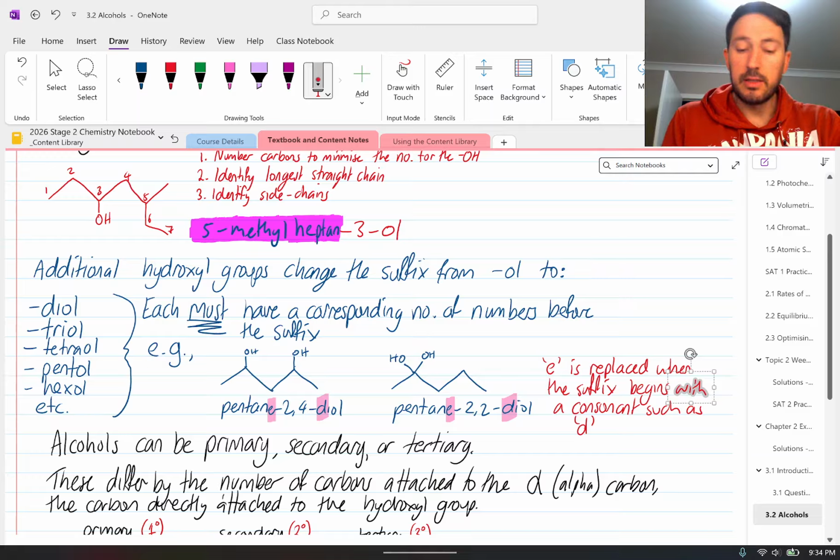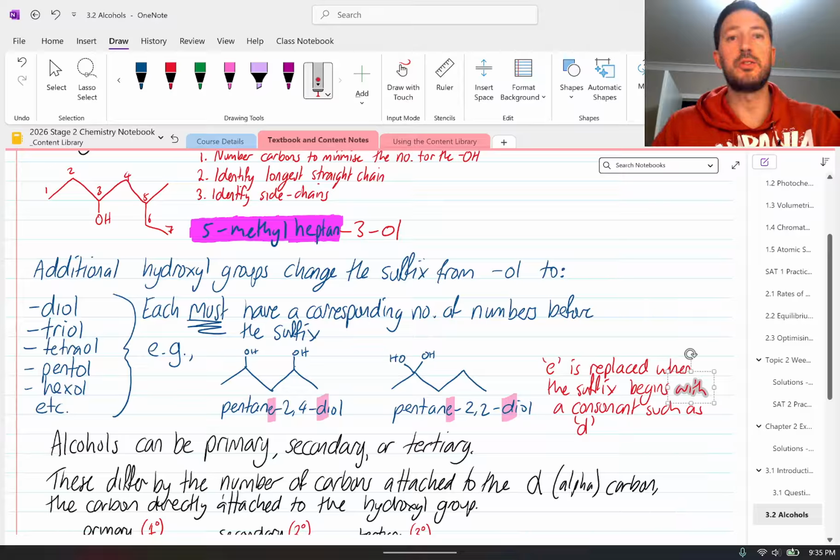Now, as I've said previously, you must have 2 numbers if you have a diol. You must have 3 numbers if you had a triol. Even if both of the OH groups are on the same carbon, then you still need to have those 2 numbers. So in this particular case, we have our pentanediol, and the numbers in between are going to be 2,2, that describes the carbon number that those OHs are both on. Now, like normal, I know I probably shouldn't need to say it, but if we start from the right, 1, 2, 3, 4, you could say pentane-4,4-diol, but you would be wrong because you need to minimize those numbers.